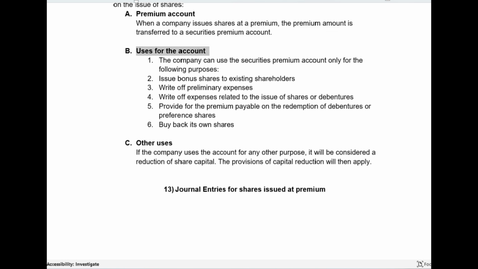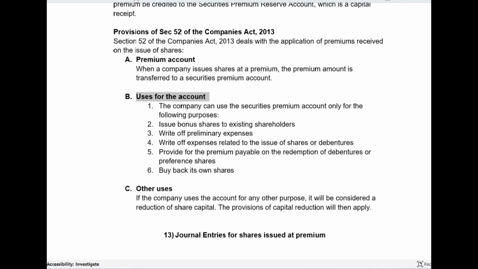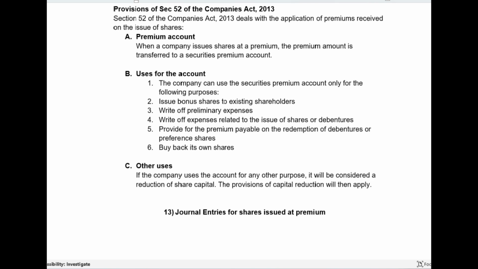Section 52 of the Companies Act 2013 also laid some restrictions regarding the use of the securities premium account. Number 1, the company can use the securities premium account only for the following purposes, that is, issue of bonus shares to the existing shareholders, write off of preliminary expenses, write off of expenses related to the issue of shares or debentures, provide for the premium payable on redemption of debentures or preference shares, and buyback of its own shares.